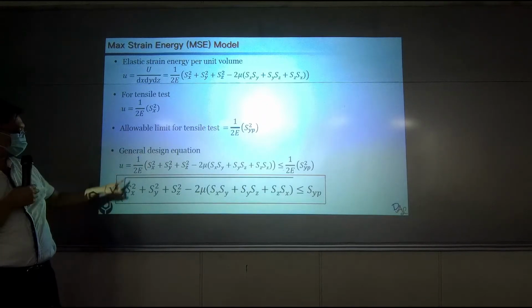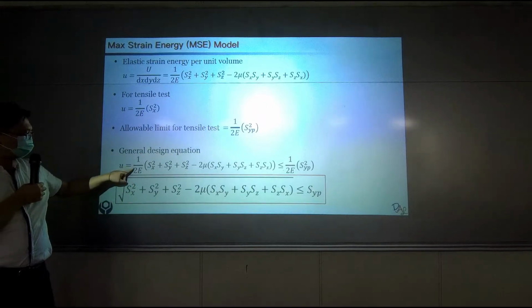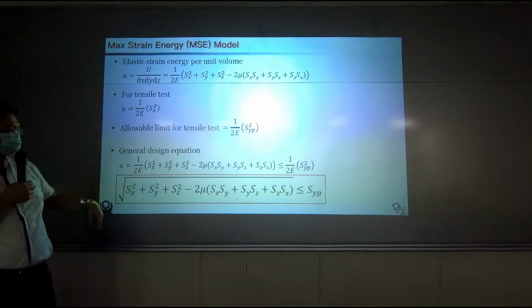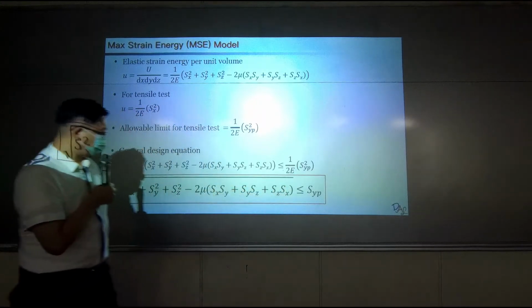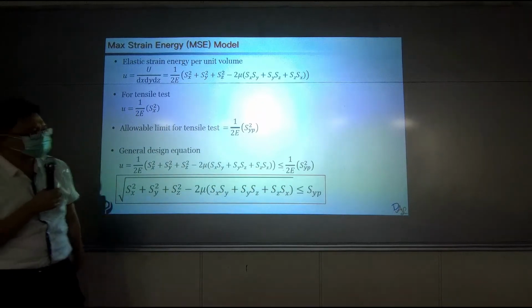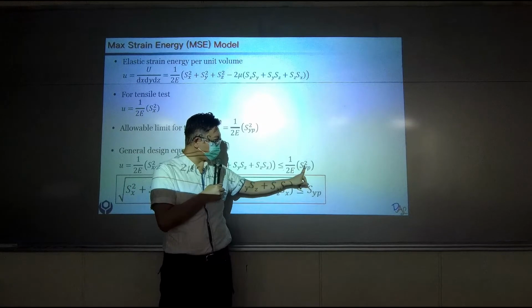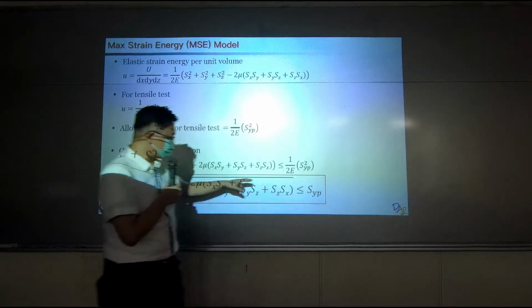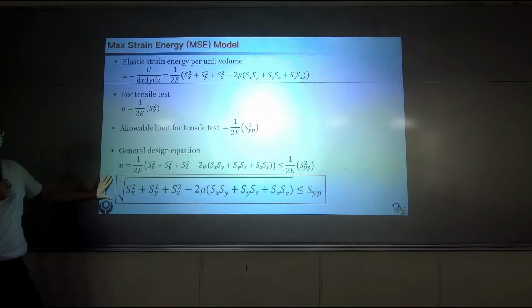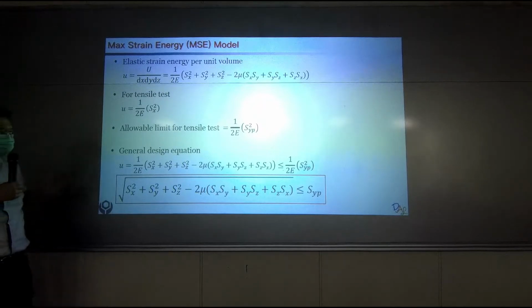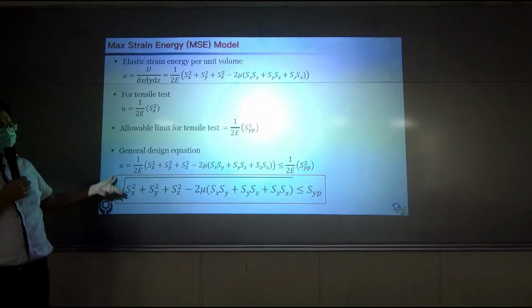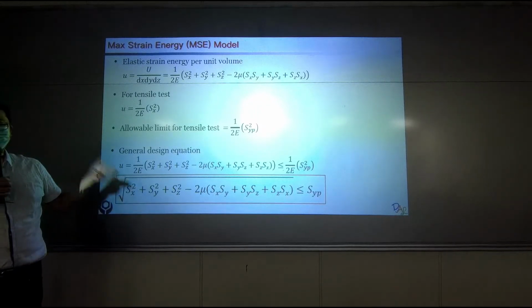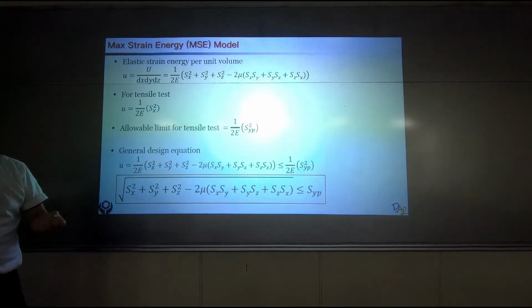After that, we realize the 1 over 2E is not important. We can get rid of them. And also, we wish on the right-hand side of the equation, we don't have a square. That's why we take a square root. So at the end, we have this long equation. It looks very difficult to memorize, but you don't need to. For our exam, we don't need to memorize it. This is the general equation for the maximum strain energy model.